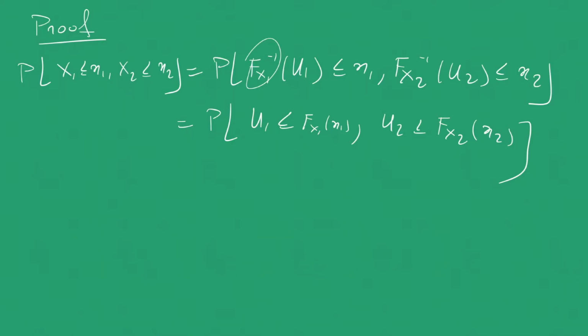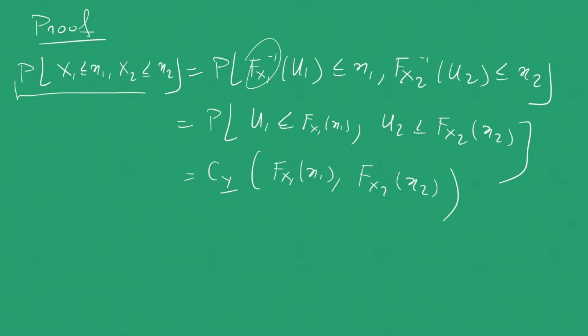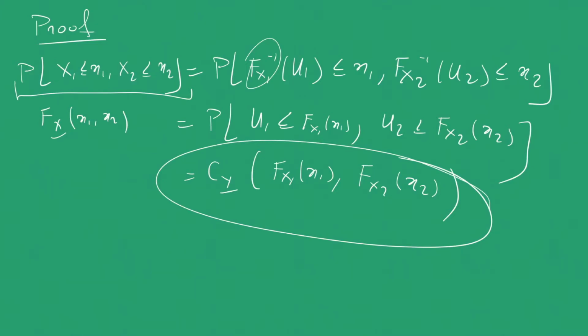But this is the joint CDF of u1, u2, and we just proved that u1, u2 has copula cy. So this is the copula function cy, or the joint CDF of u1, u2, applied in fx1, x1, fx2, x2. And then we see that we express the joint CDF, so fx in x1, x2, in this way, which, using the results of Sklar's theorem, means that the copula of the vector x1, x2 is the copula cy.